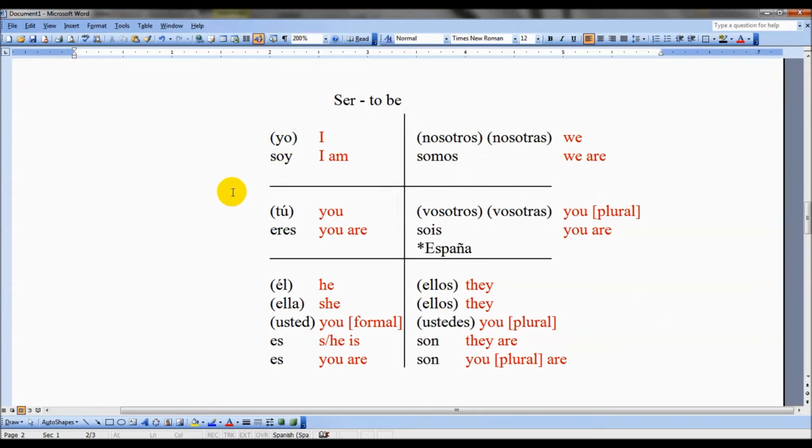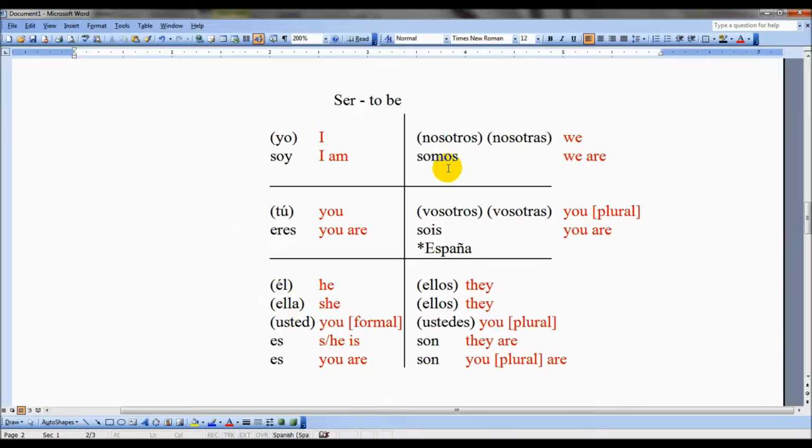Yo soy means I am. The difference is you're just either putting emphasis on the I part, or maybe you're clarifying who it is we're talking about. And that's the same for most of these as well. So we have tú eres for you are, or just eres for you are. Él es, ella es, or usted es for he, she is, or you are.